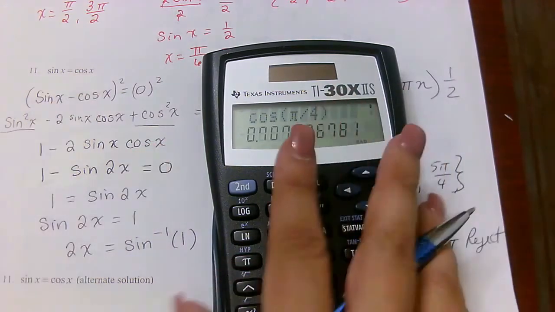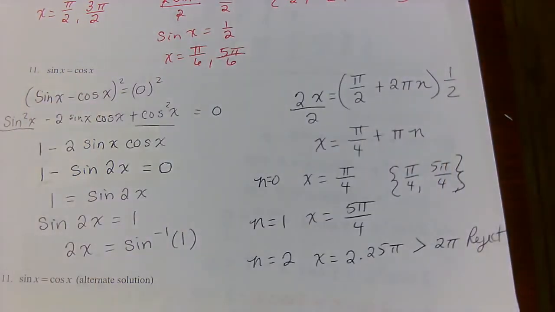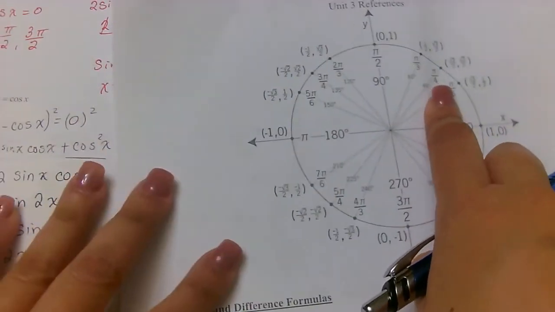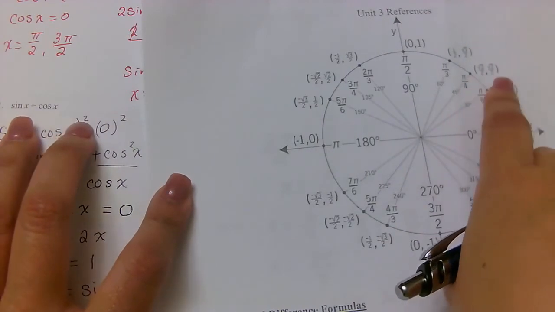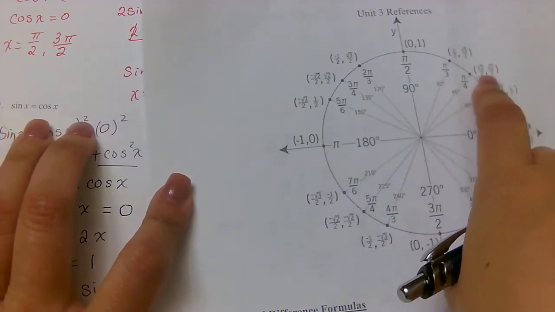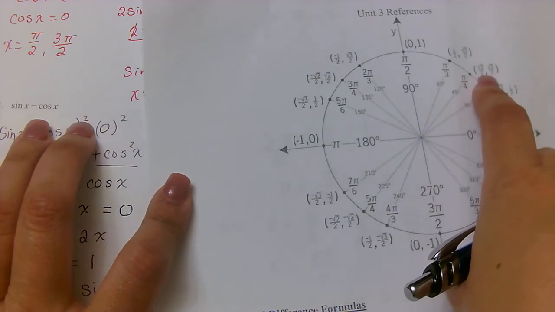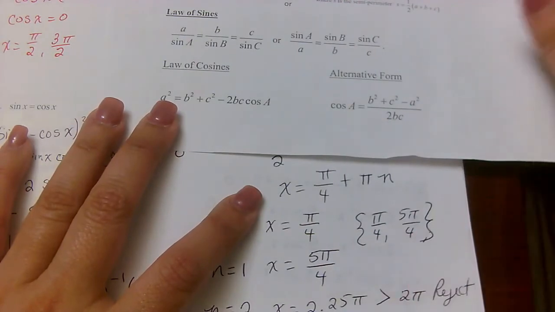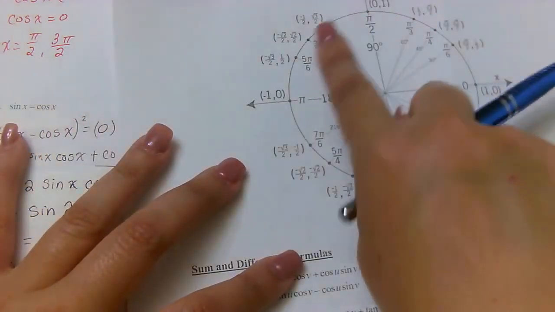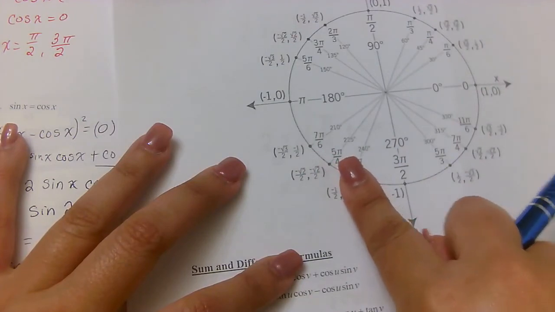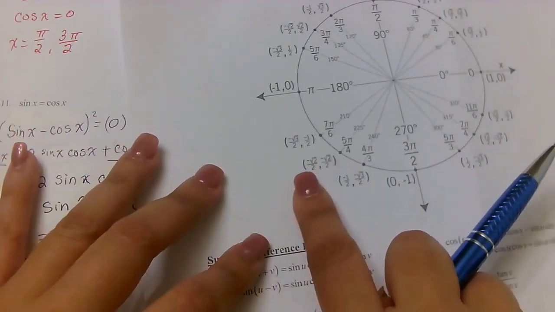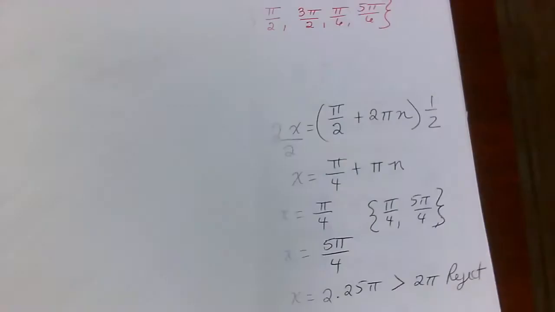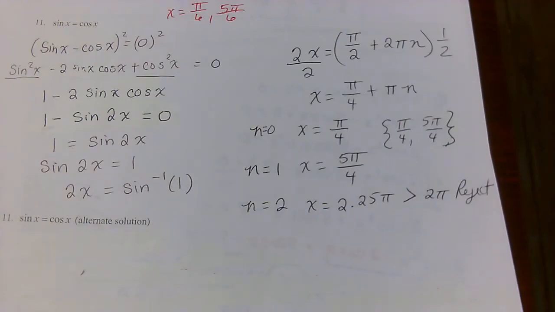Exact same answer. This should make sense, because if we go to our reference sheet, pi over 4 is right here. And you can see that the sine, which is your y value, and the cosine, which is your x value, these two exactly match. They're the same sign and everything. So this one is definitely going to work. We can do the same thing for 5 pi over 4. Okay? If we go over here and we look for 5 pi over 4, we see it right here, and our sine matches our cosine. So these two are going to be correct answers. All right? So those are going to be our correct answers.